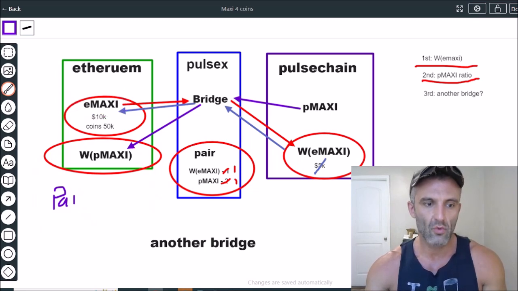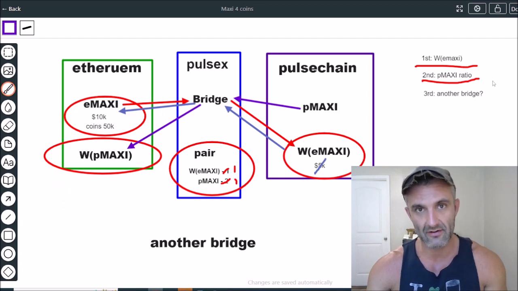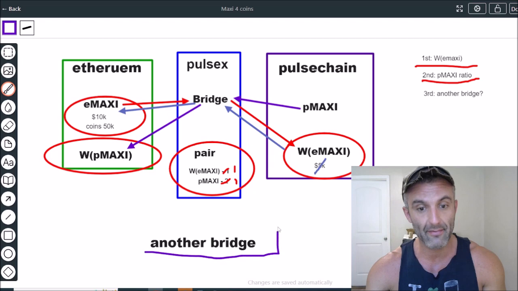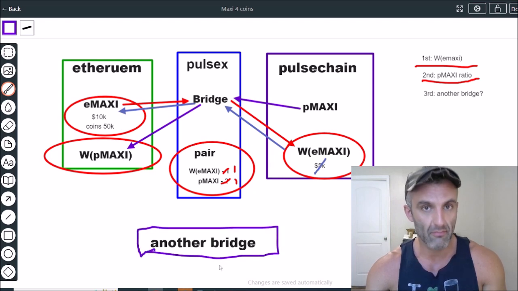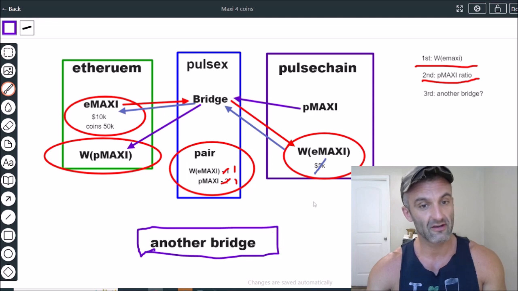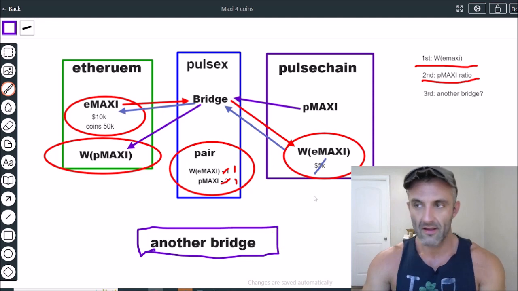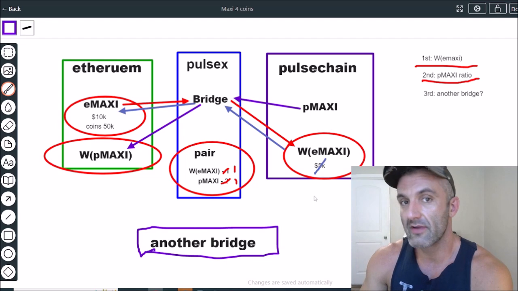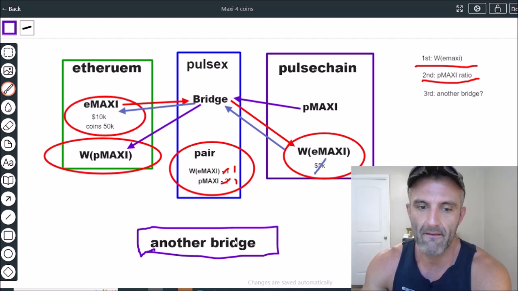Now, one thing that we did not cover that is definitely a very probable event is another bridge. Interesting. This could get real interesting, and you guys can let me know in the comments here.